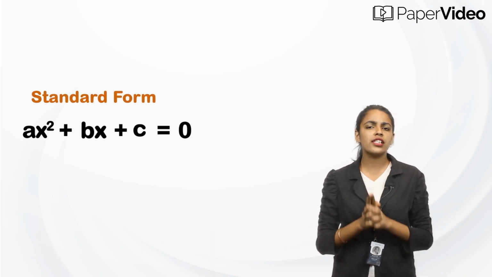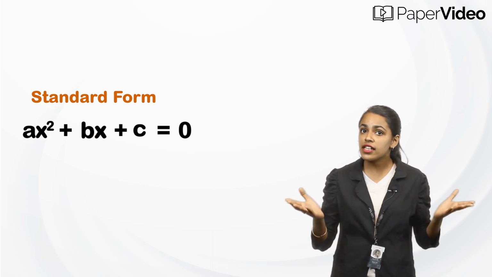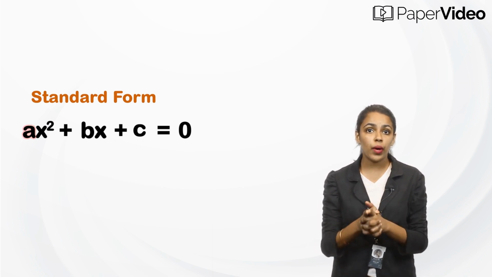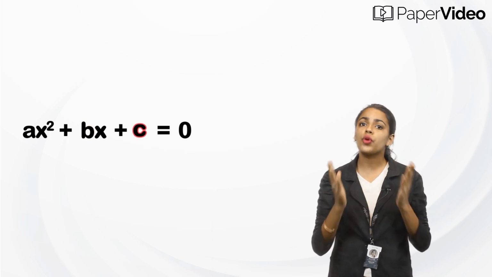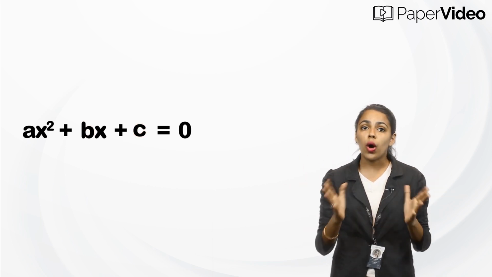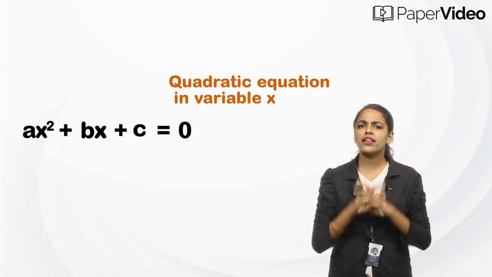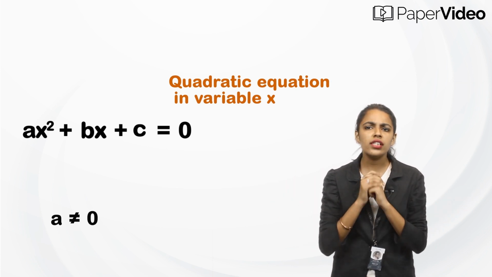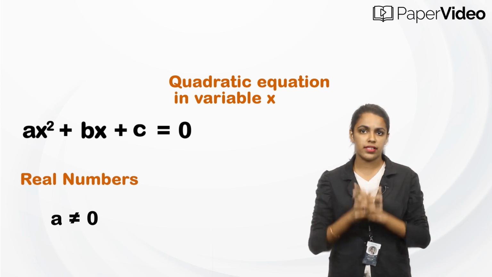This equation has only one variable x and the highest power of x is 2. Here, a is the coefficient of x², b is the coefficient of x and c is a constant term. This is called a quadratic equation in variable x. Here, a must never be equal to 0 and the constants a, b and c must be real numbers.